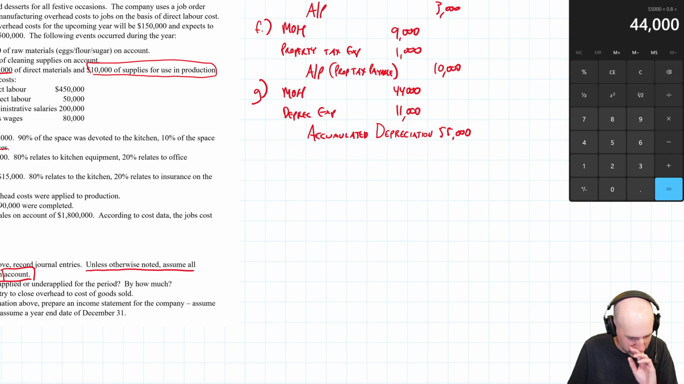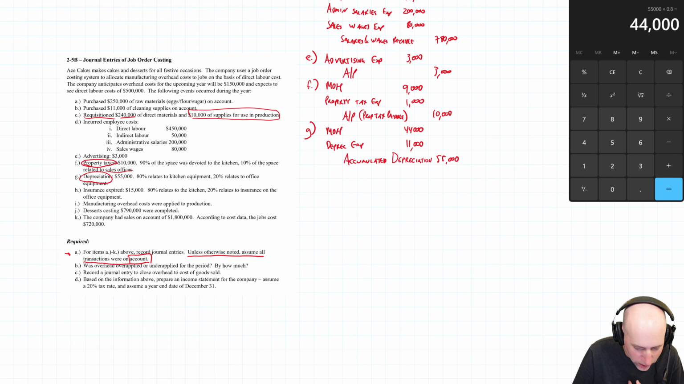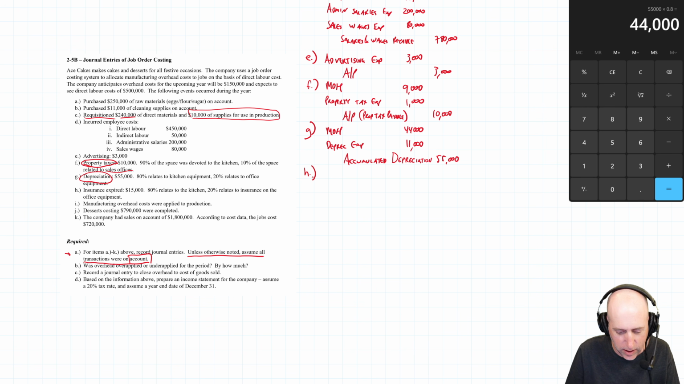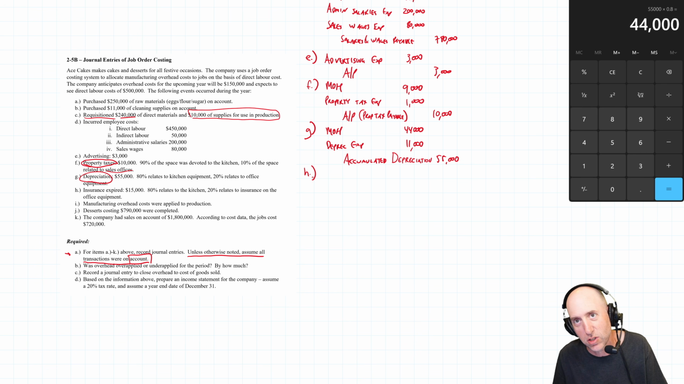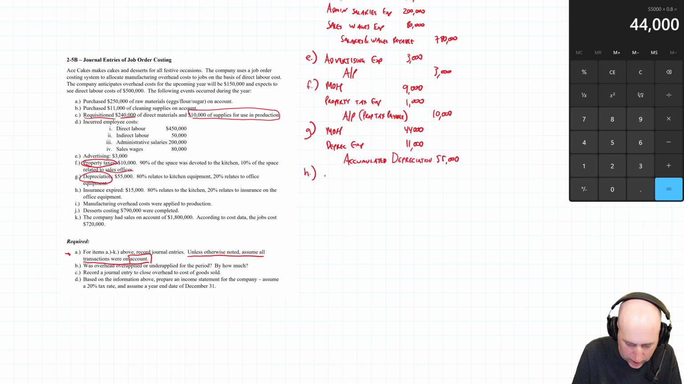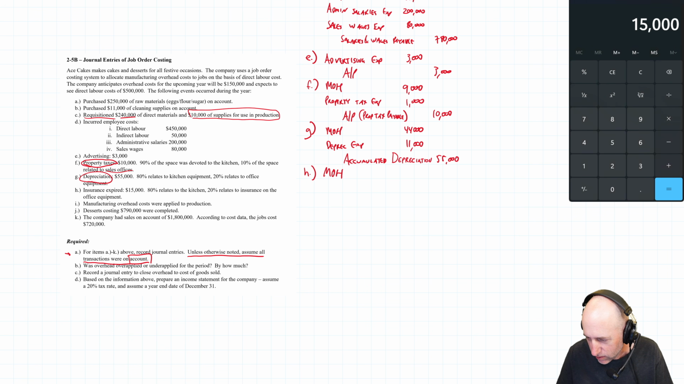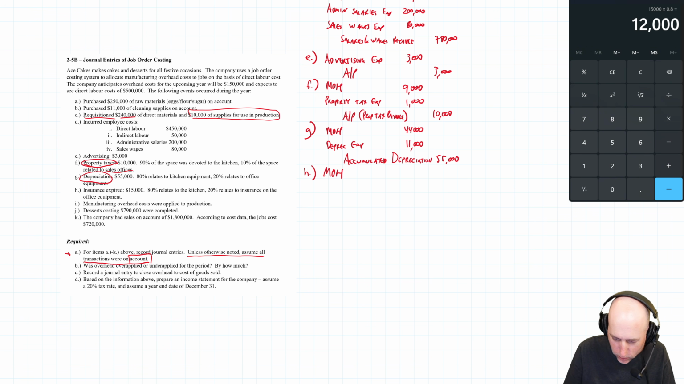Okay, accumulated depreciation. That's G. On to H. Insurance expired. $15,000. 80% kitchen, 20% office. So we're getting into this habit of going, well, it's in the kitchen, but it's not material, it's not labor, it's got to be overhead, and that's the case here. 80% of 15,000. I can't do the math in my head. Yes, I can. 12,000. Debit MOH 12.